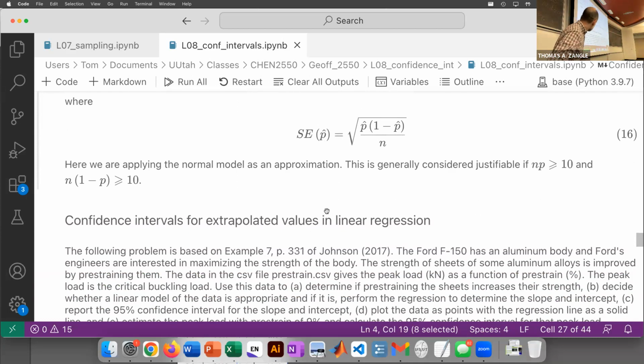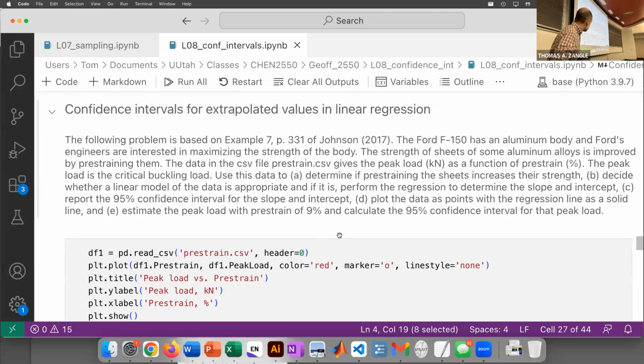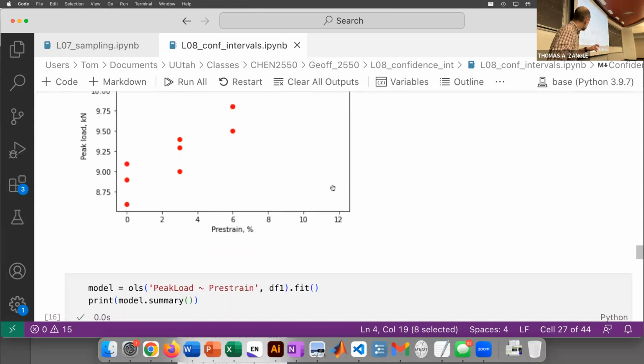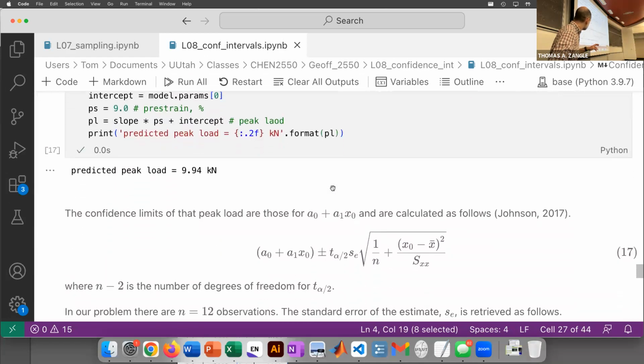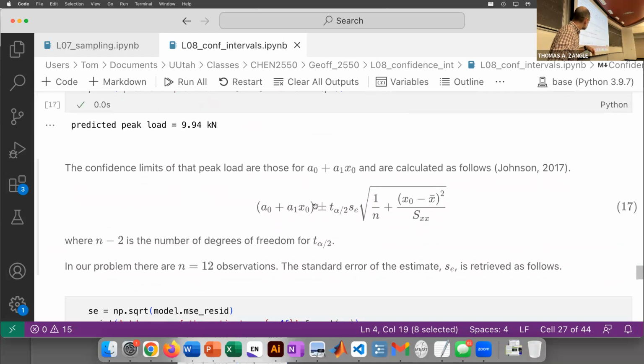The last piece here is about linear regression. Here's an example that I encourage you to look through that's in the notes on linear regression. If you remember back to our linear regression lecture, we talked about confidence intervals on the parameters of the linear regression.